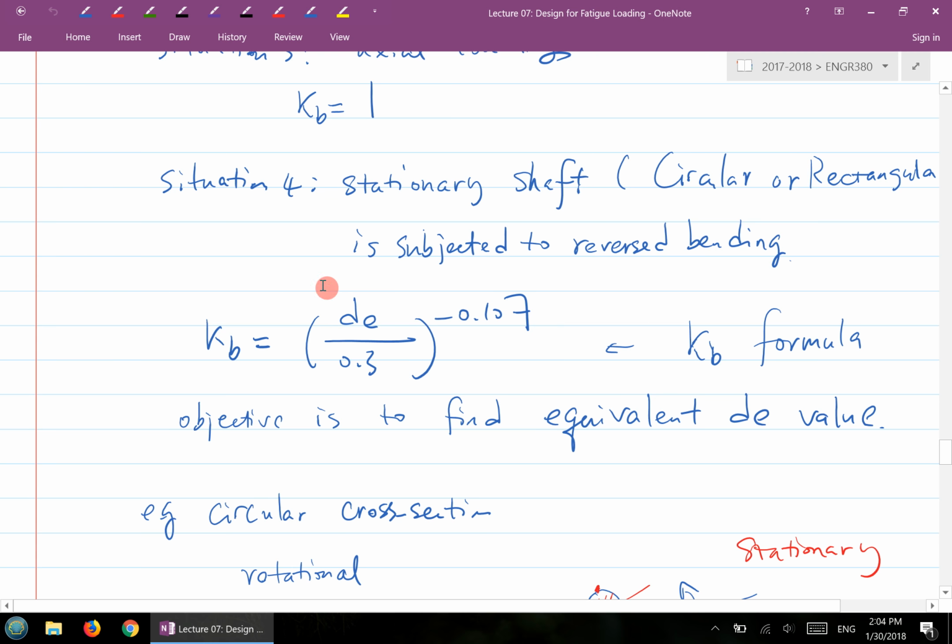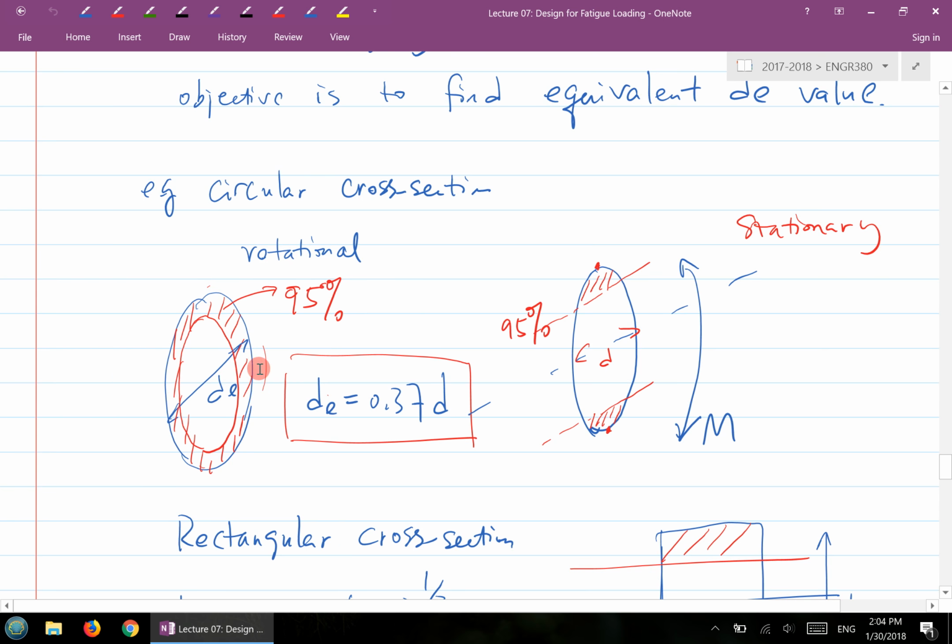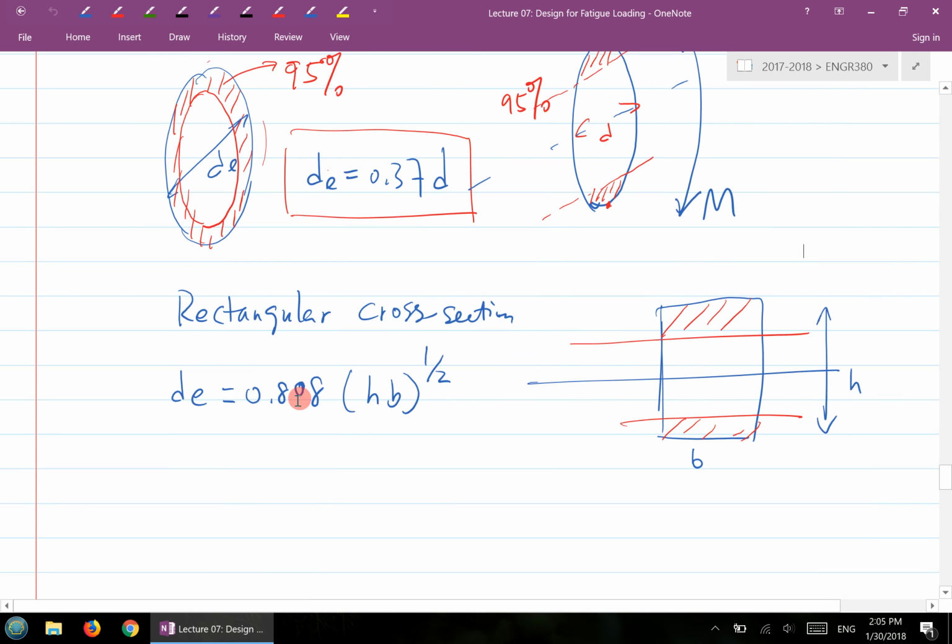It's in the same format, but the diameter de is not the original diameter of the shaft. The de here is a so-called equivalent de. We derive de based on the condition. For a non-rotating shaft, we look at the volume above 95% of the maximum bending normal stress, and compare it to a rotating shaft, where I look at the volume above 95% of this maximum stress. Then you compare the two volumes and you will be able to get the equivalent de. For a circular shaft, de is equal to 0.37 D, and for a rectangular shaft, the de value is this much here.